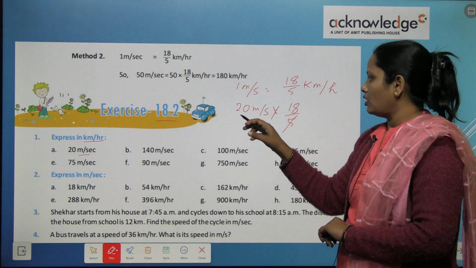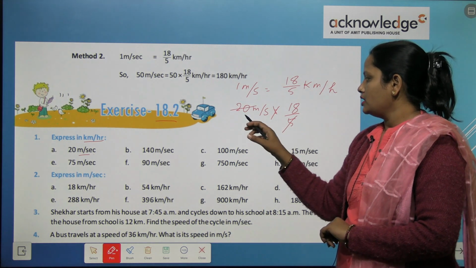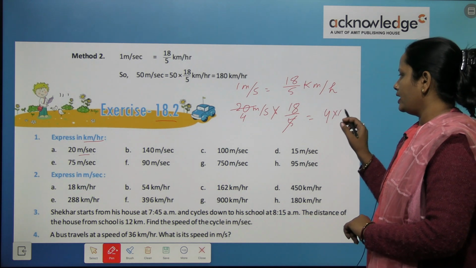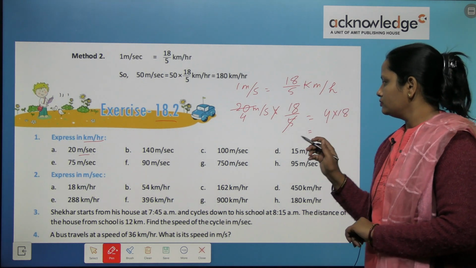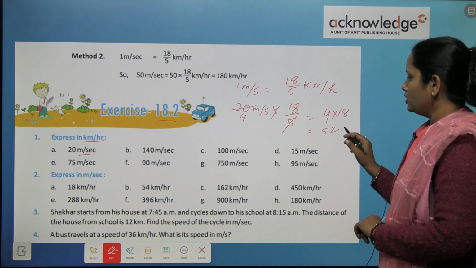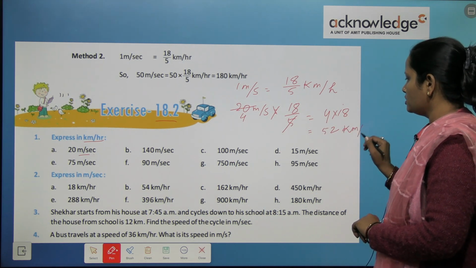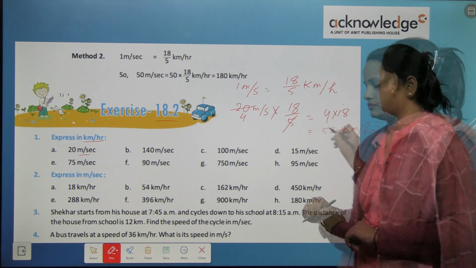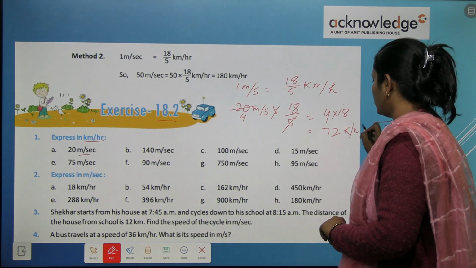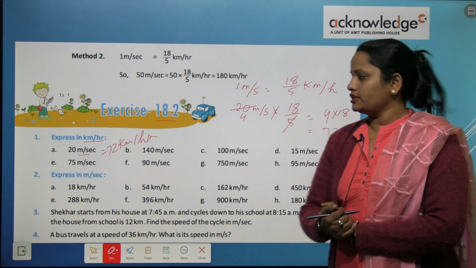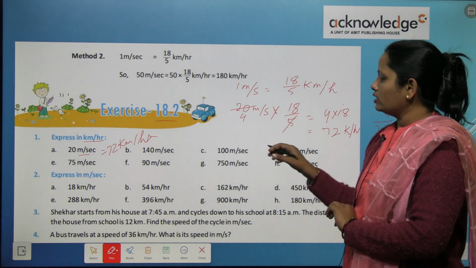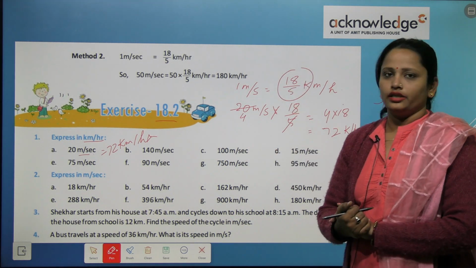So on multiplying this, we get 4 multiplied by 18, which will be 72 kilometer per hour. So here the answer will be 72 kilometer per hour. Similarly, children, you have to find the rest of the answers by multiplying all these numbers with this.